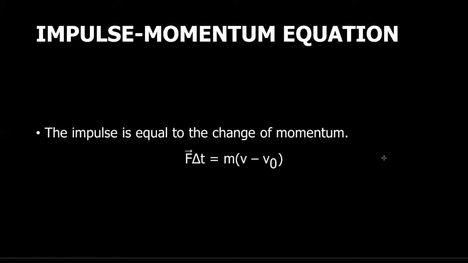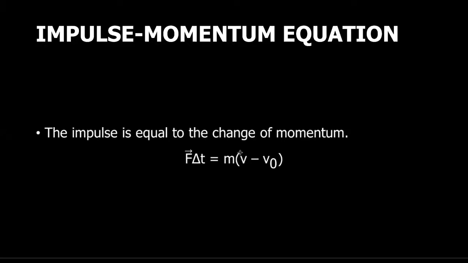Now let's relate the impulse to the momentum that is the main focus of this lecture. So by the impulse momentum equation or the impulse momentum theorem, this states that the impulse that is experienced or that is applied on an object, experienced by the object or applied on the object, is equal to the change of its momentum.